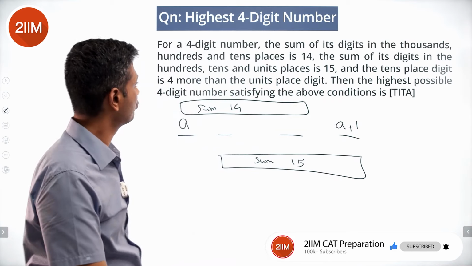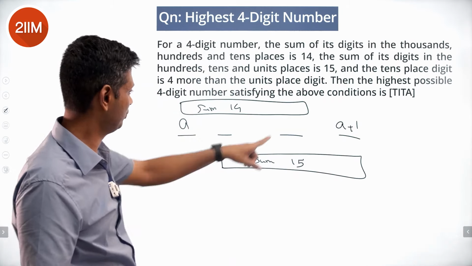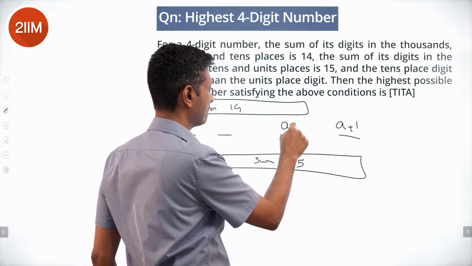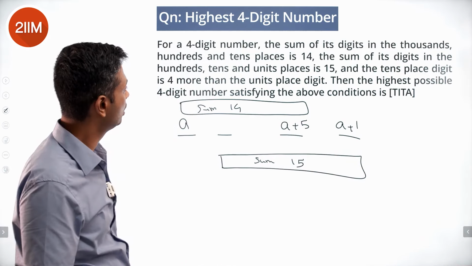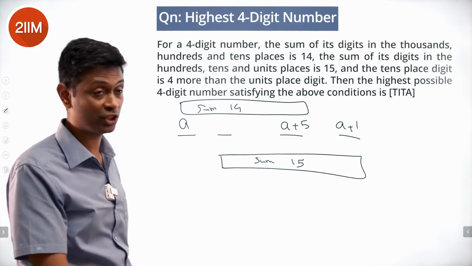Nice. And the tens place is 4 more than the units place digit. This is 4 more than this. It should be A plus 5. Nice. Then the highest possible four-digit number satisfying the above conditions.